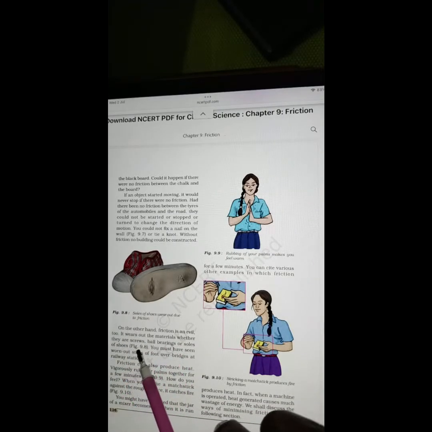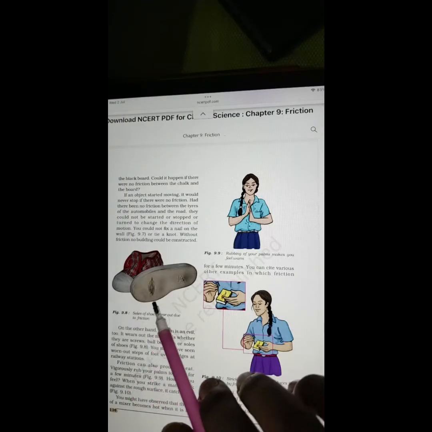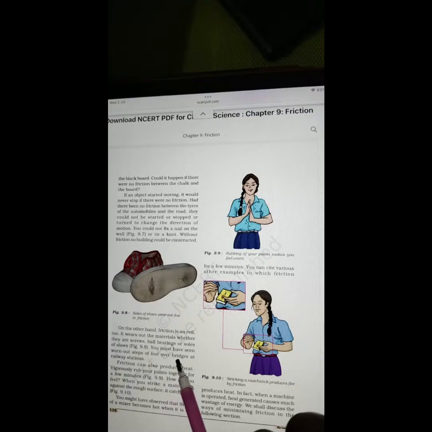Next paragraph. On the other hand, friction is an evil too. It wears out the materials, whether they are screws, ball bearings, or soles of the shoes, as seen in figure 9.8. You must have seen worn out steps of foot over bridges at the railway stations. Friction can also produce heat.